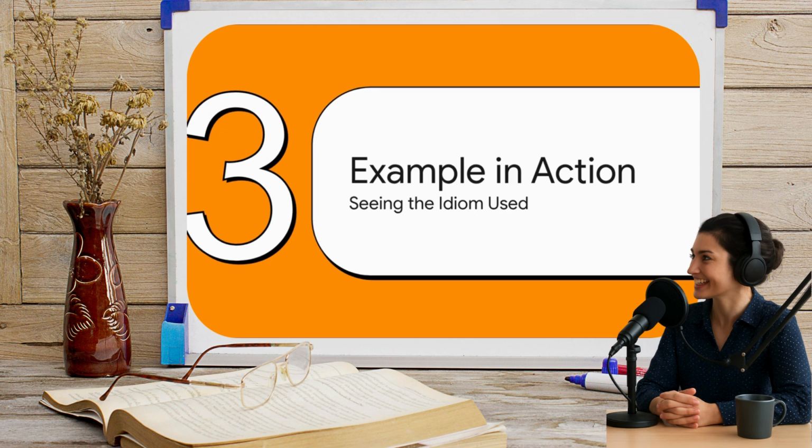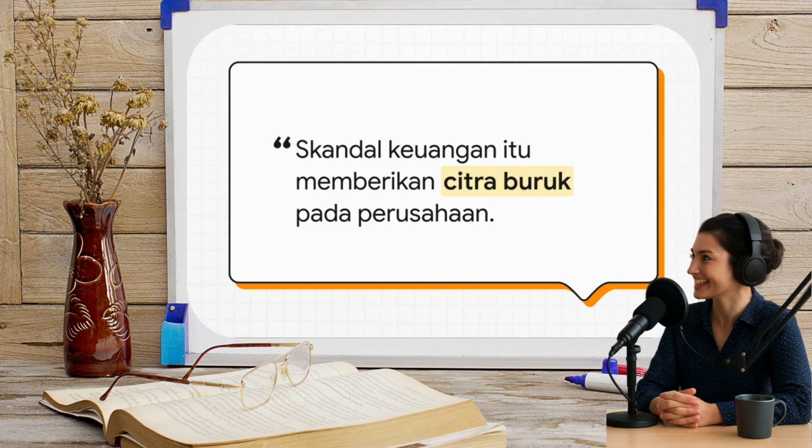So let's check out a quick example sentence, first in Indonesian and then in English, to see how this actually works. Okay, here's how you might express this thought in Indonesian. The part to really focus on here is citra buruk. That translates to a bad image or a bad reputation. So the sentence is saying that a financial scandal made the company look really bad. It damaged how the public sees them.